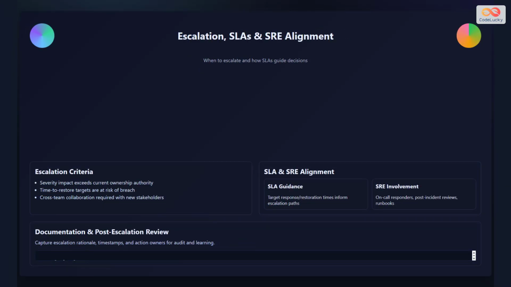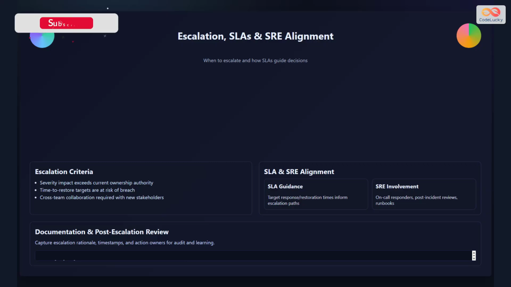Escalation procedures define when and how incidents are elevated to higher authority levels. Escalation occurs when an incident exceeds the current team's authority or expertise. When response or restoration time targets are at risk of being missed, escalation is triggered. Cross-team collaboration may be necessary for complex issues involving multiple systems.